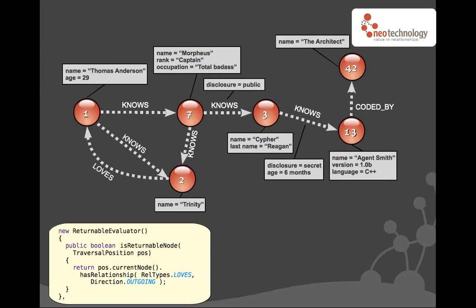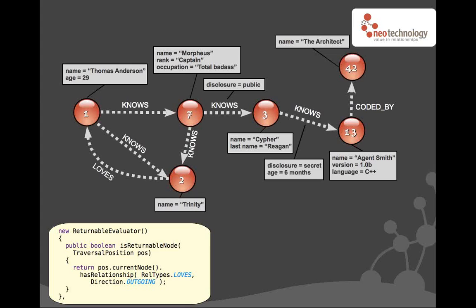Last time around, that returnable evaluator was all but start node, which matched on node number 7. But now, as you can look at the code in the returnable evaluator, from the perspective of node number 7, it's going to return false. Because as you can see, there are no relationships of the loves type in the outgoing direction from node number 7. So it's going to keep traversing until it hits node number 2. And in that case, it's going to be true for Trinity, and we're going to return that.